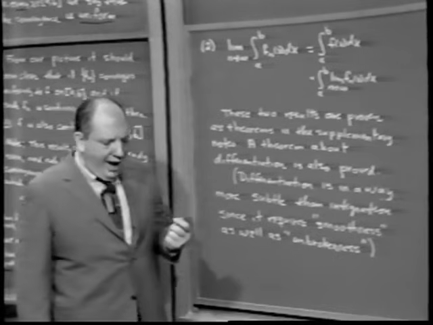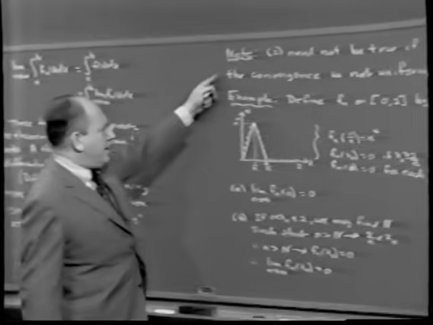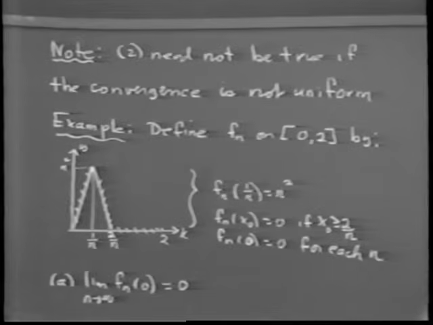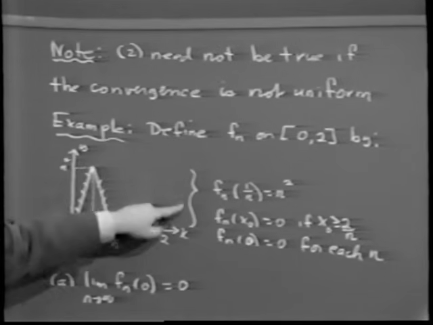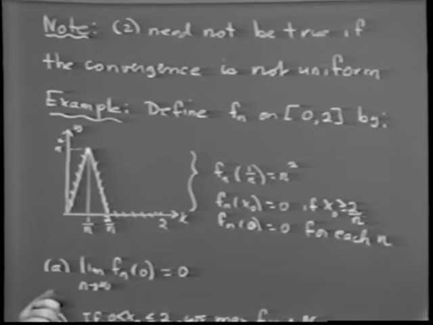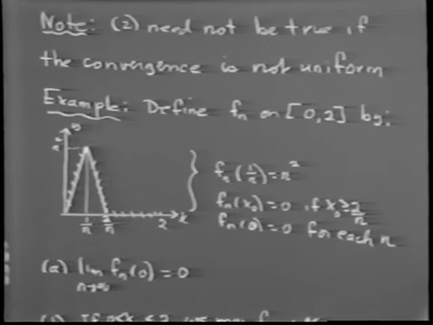Now, to show you what I have in mind here, let me give you an example. To show you that 2 need not be true if the convergence is not uniform, consider the following example. In the supplementary notes, I repeat this example both the way I have it on the board and also from an algebraic point of view without using the pictures. But in terms of a picture, here's what we do.